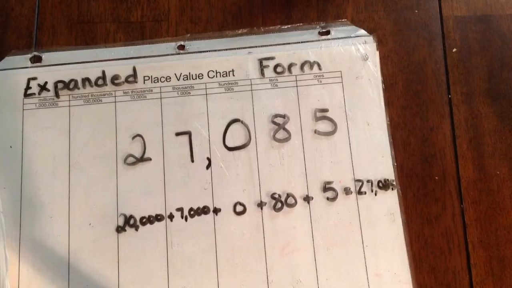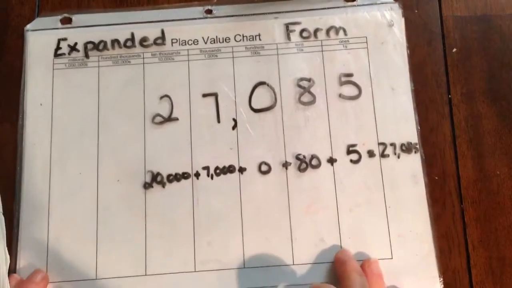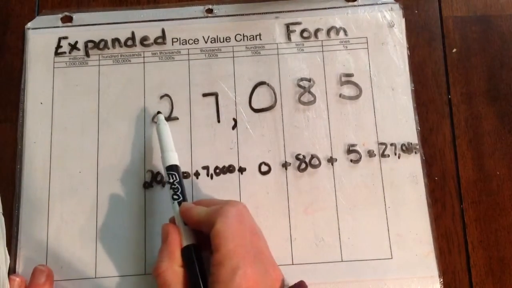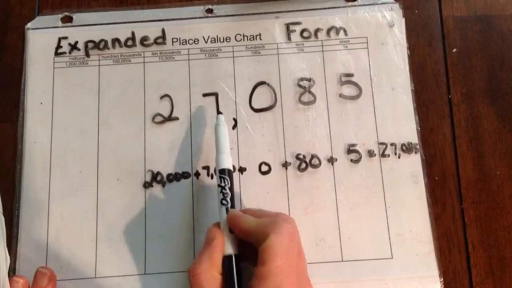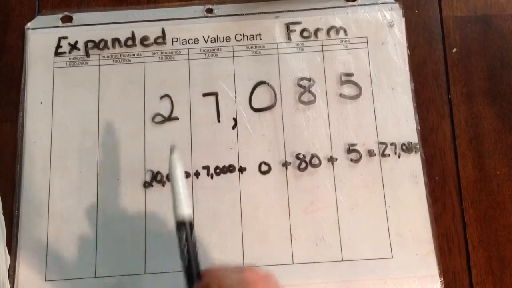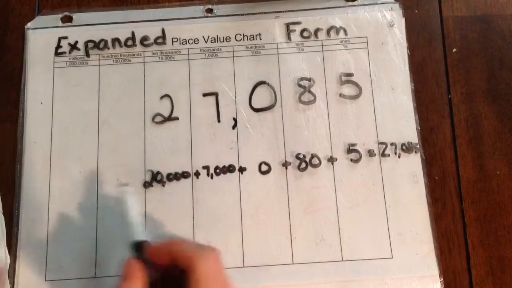And of course, I put my plus signs in between, and I end up with 27,085. Now imagine I wanted to say this in word form. Not unit form. Unit form is a number and a word. Word form is just words. Well, what I would do is I would read it out. 27,000. That's what you write first. Your brain does all the work for you.